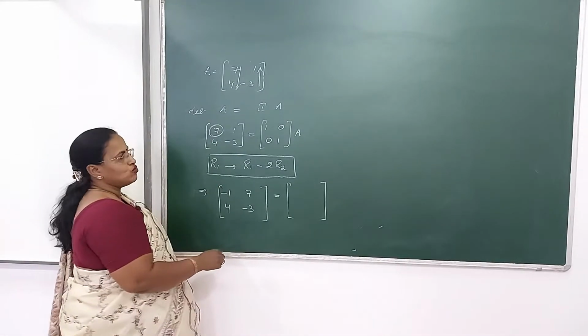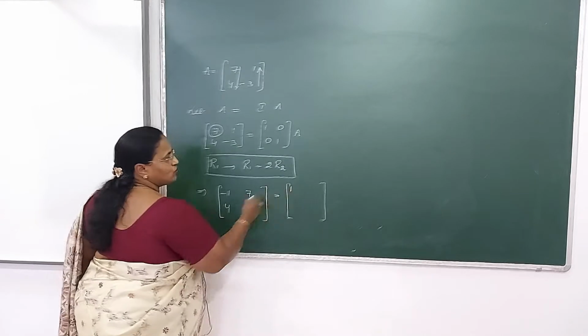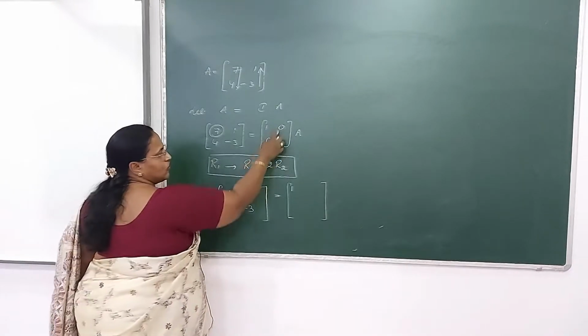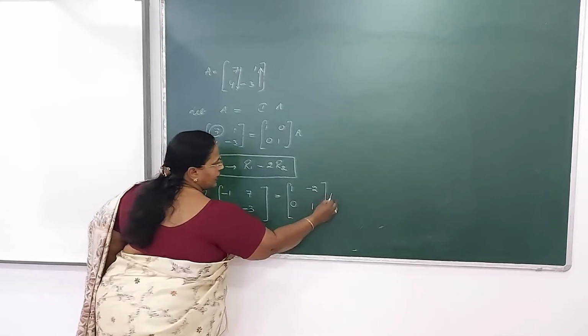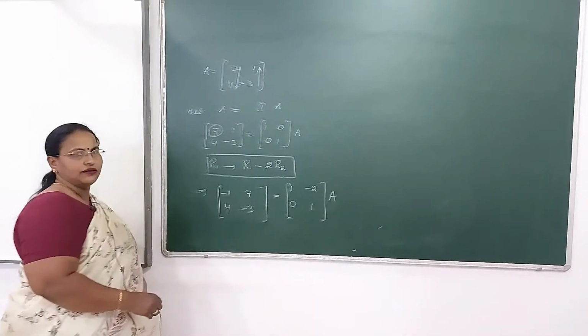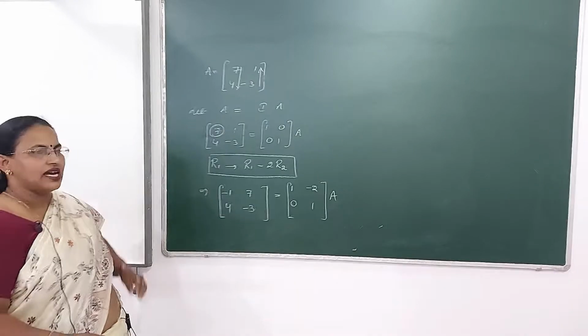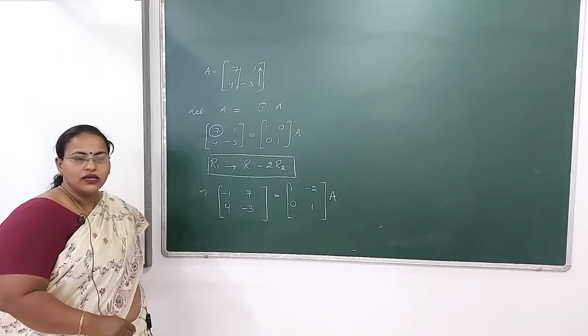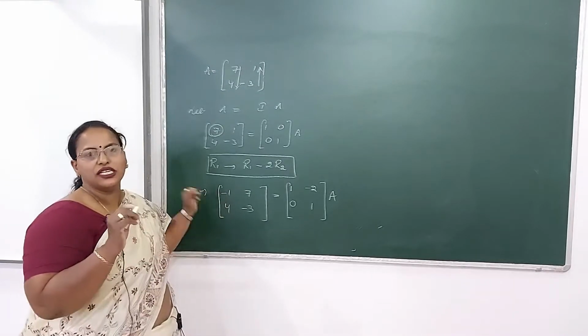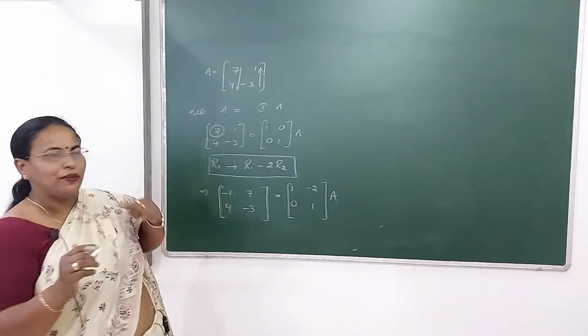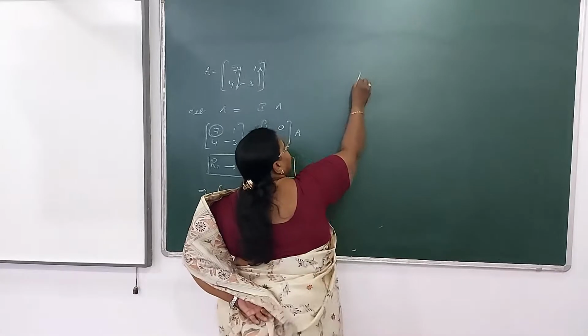So R1 minus 2 times R2: it's 1 minus 2 times 0, it's 1. 0 minus 2 times 1, it's minus 2. This is 0, this is 1, and you will be writing down A here. So the first step is done. But what do we want to achieve? This position we want to be plus 1. So one more step you will be requiring here. So let us go for that.